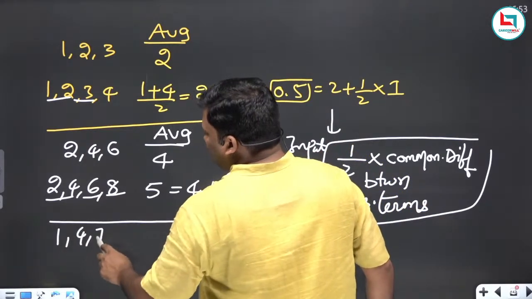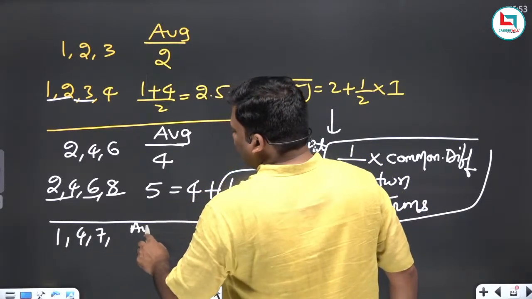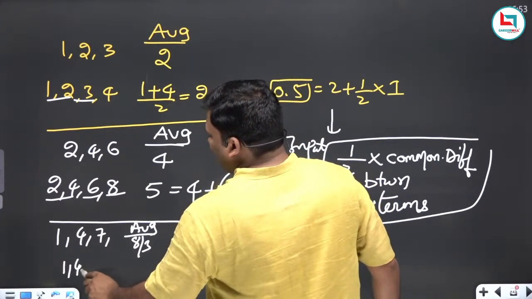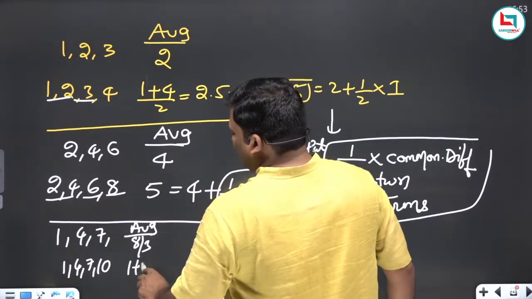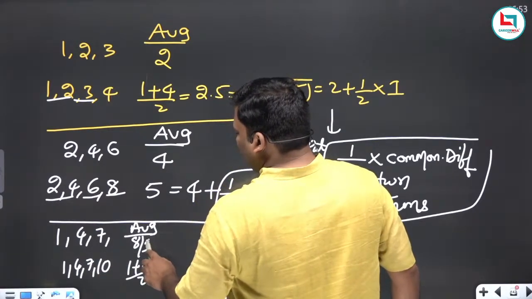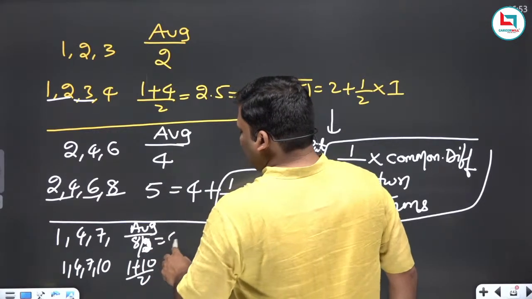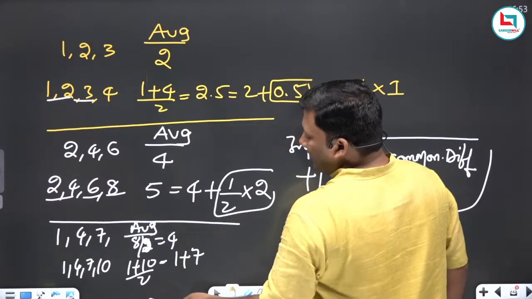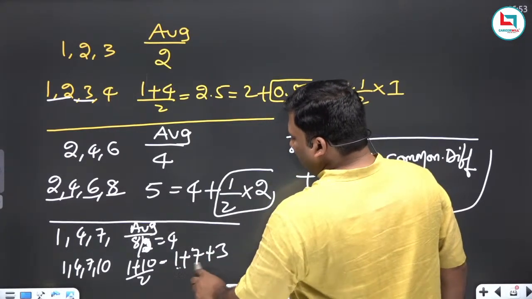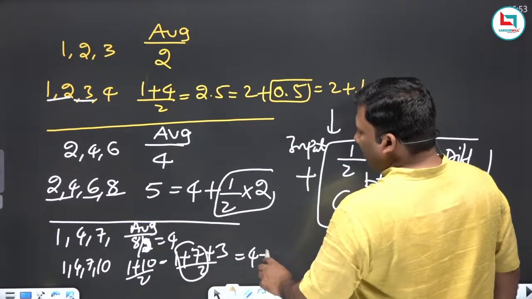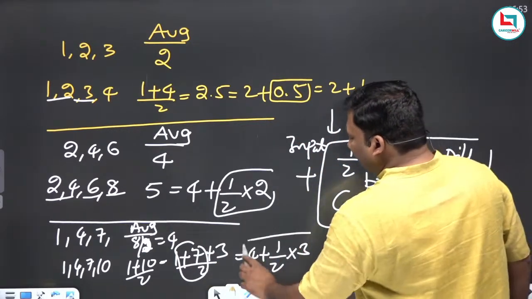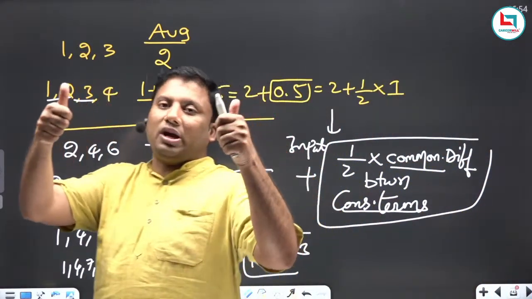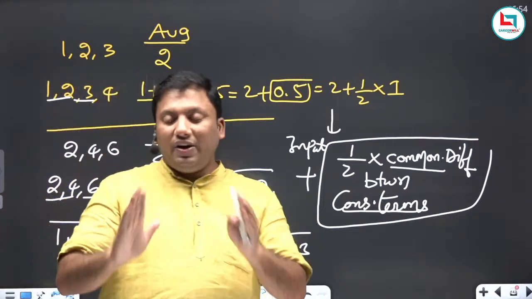1, 4, 7. Suppose the average is 1 plus 7, 8 by 2, which is 4. If it is 1, 4, 7, 10, it is 1 plus 10 by 2, 11 by 2, which is 4 plus 3 by 2. Half into 3. Half into common difference between consecutive terms should be added to the input. I hope the logic is very, very clear.